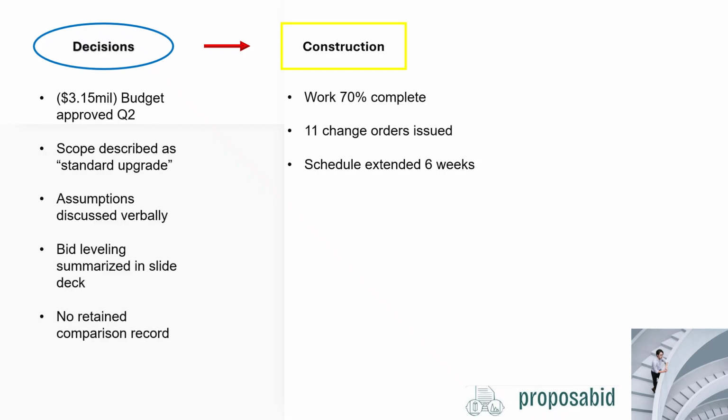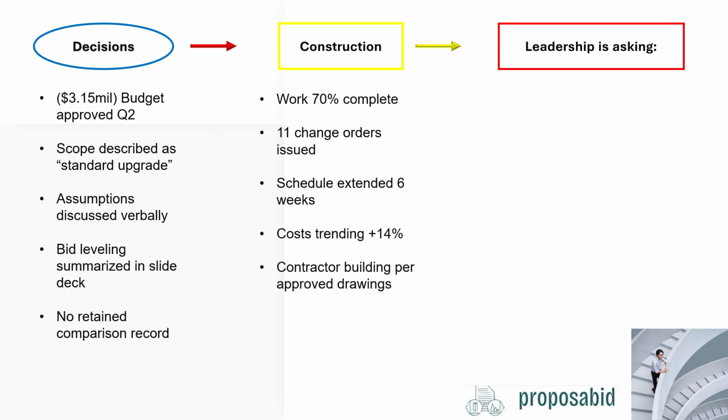Several change orders reference conditions not clearly defined in the initial scope, and the contractor states that they are executing exactly what had been authorized through updated drawings and approvals. The original asset manager who sponsored the project is no longer with the firm. So now the decision pressure is on, and leadership has some questions.